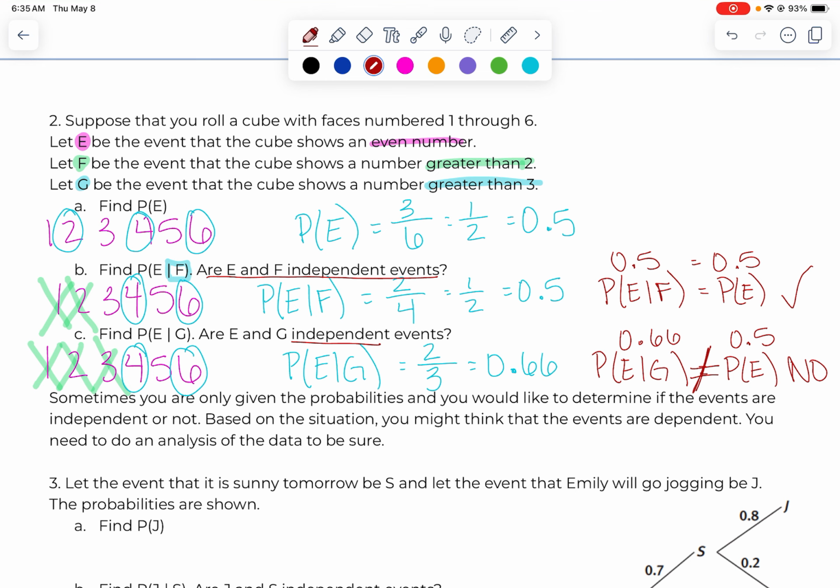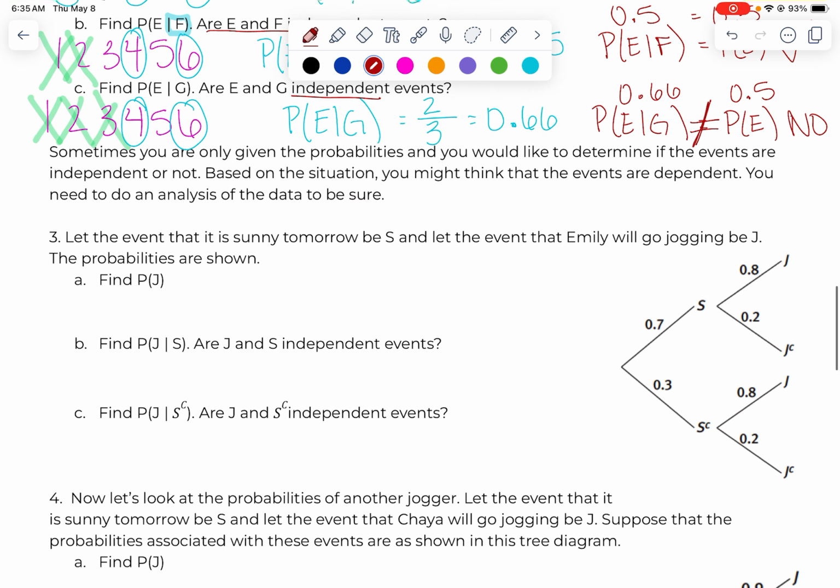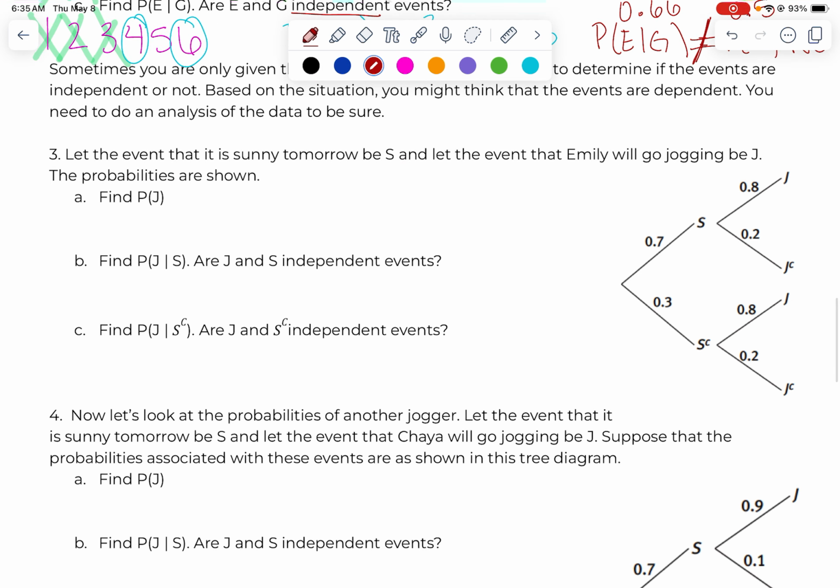So far we've just been working with simple stuff, but we do need to work with some tree diagrams. So let the event that it is sunny tomorrow be S. Okay, so S means sunny. Let the event that Emily will go jogging be J. So jogging is J. The probabilities are shown. So find the probability of J. Now, we didn't quite get to this on tree diagram day. We didn't do the practices that showed us how to do this.